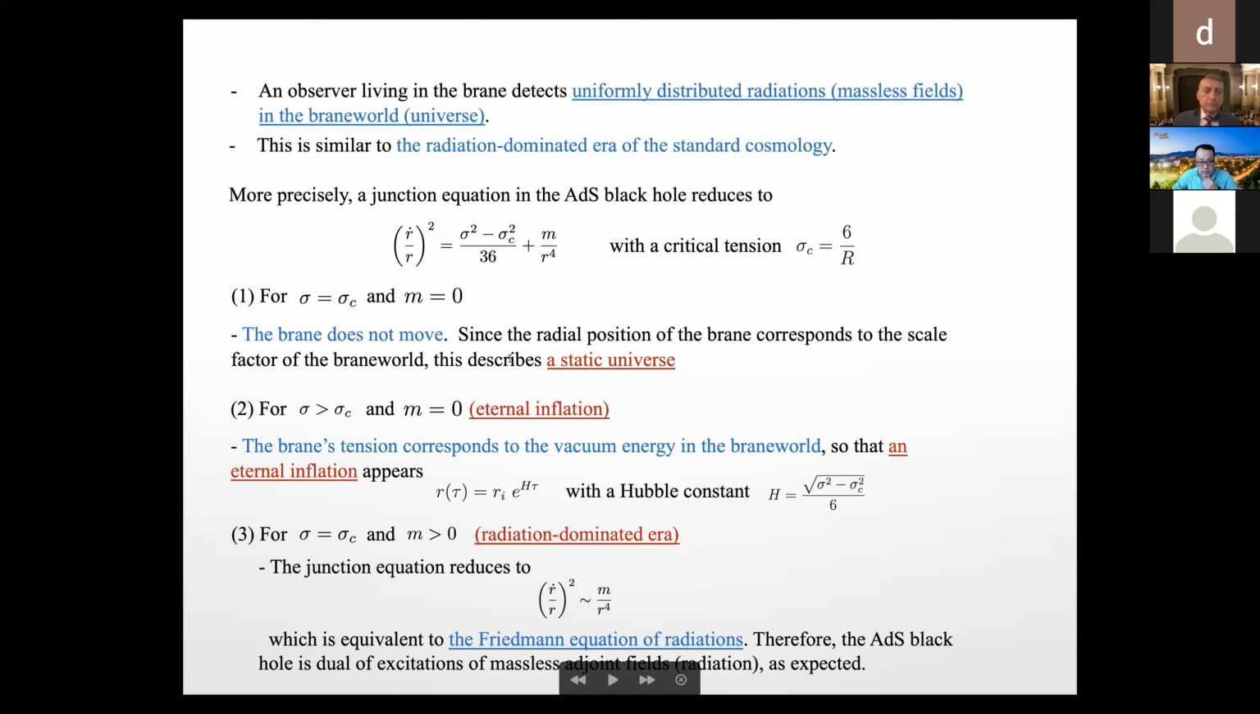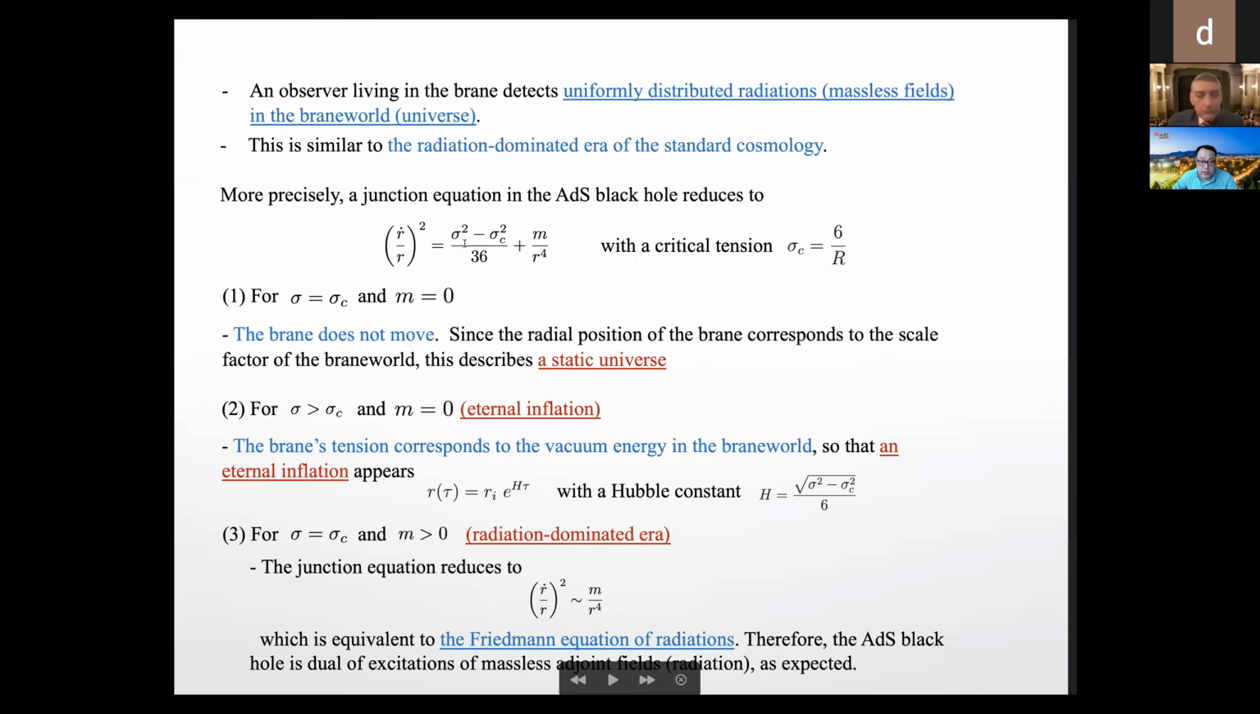So this gives a static universe to an observer living on the brane. However, if m equals 0, so there is no matter, but sigma is different from the critical tension, then this gives rise to this type of brane position. Interestingly, this brane position corresponds to the scale factor on the brane. This is exactly the same as in eternal inflation. So this type of geometry.